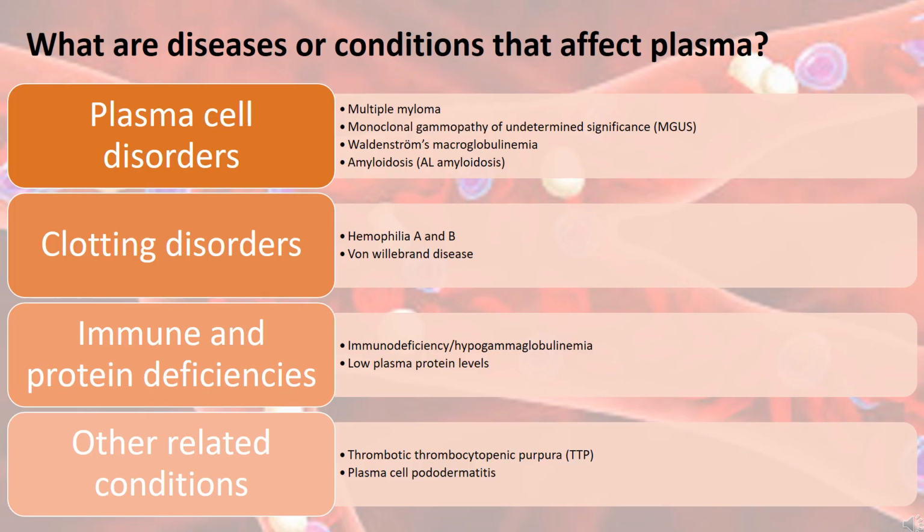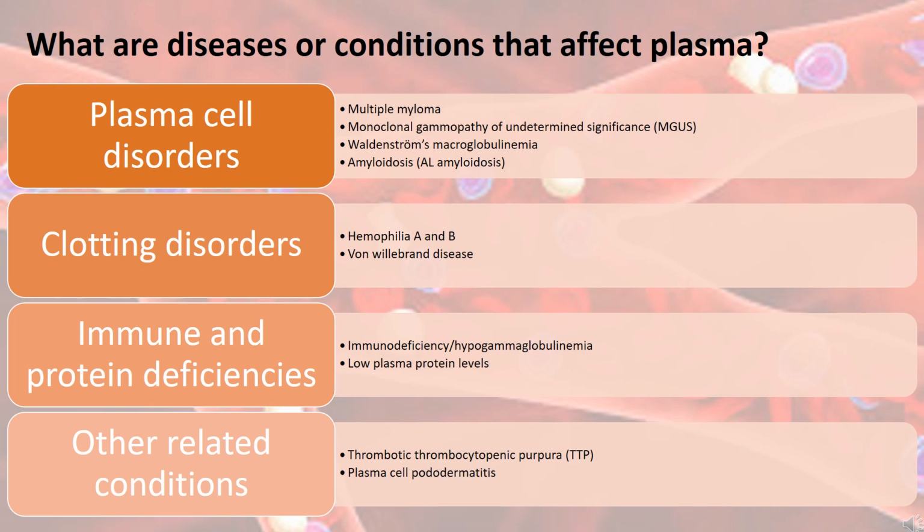Diseases and conditions that affect blood plasma, the liquid component of blood, generally involve protein imbalances, clotting deficiencies, or immune system dysfunction. Key conditions include plasma cell disorders like multiple myeloma and amyloidosis, clotting factor deficiencies such as hemophilia and von Willebrand disease, and immune deficiencies.